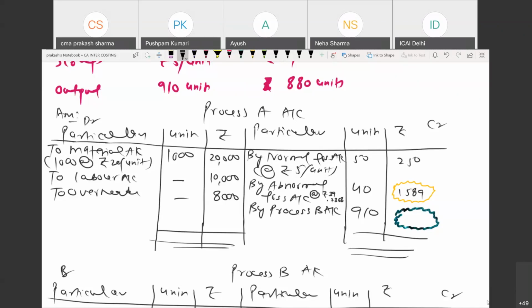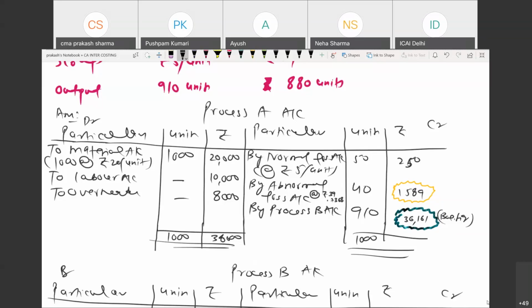Now find this figure by balancing figure, which is your final figure. It is 1000 units for both. Here the amount becomes 38,000, minus 250, minus 1589. What do you get? Balance is 36,161.